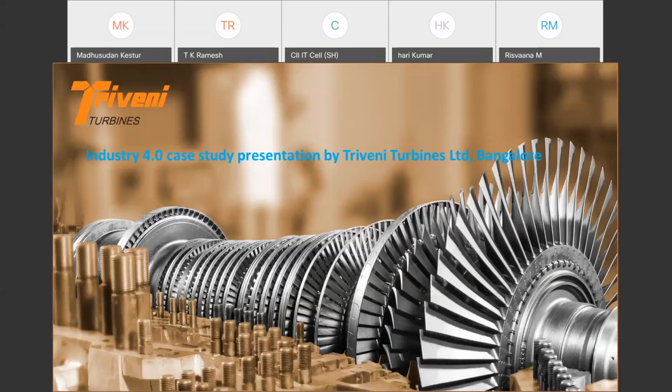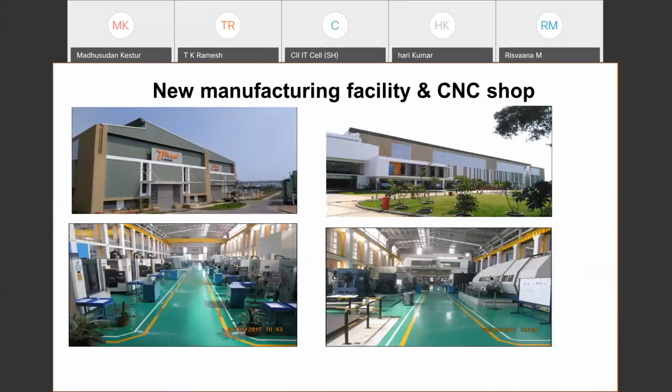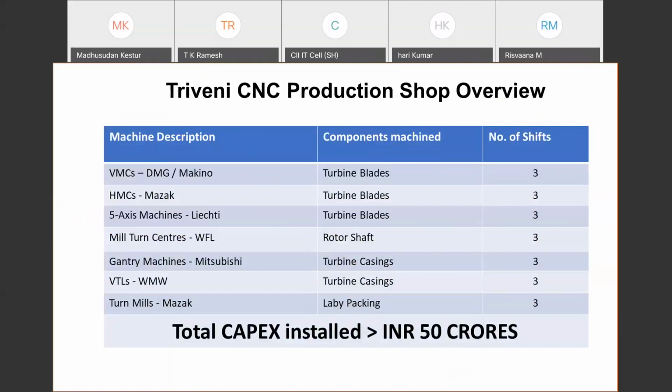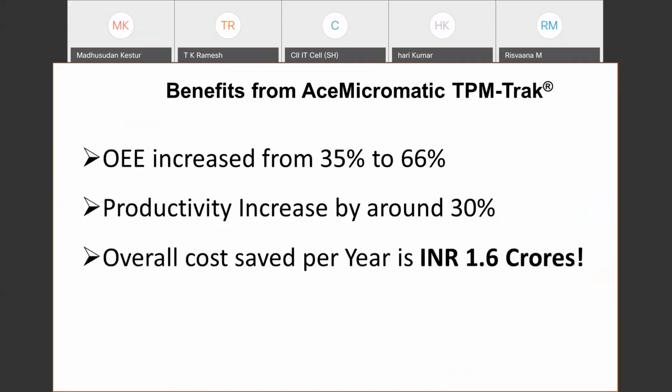Triveni Turbines is a large turbine manufacturer in Bangalore, and they have about 21 machines with a capex of 50 crores. After using our OE, eShoplex, and energy monitoring systems, OE increased from 35 to 56% over 1 year. So they have recorded an overall cost savings of 1.6 crores.